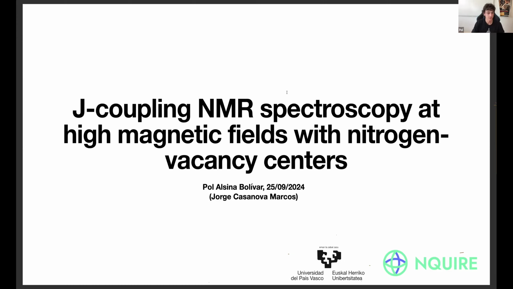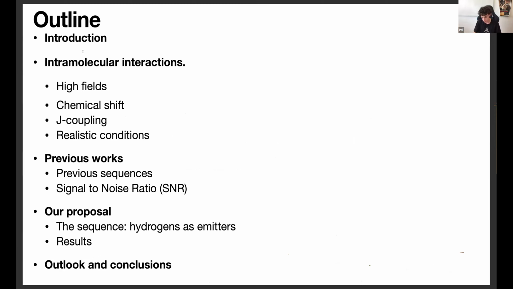So yeah, well, as usual, I'll start with a simple introduction just for you to know what's the state of the art of standard NMR and why we want to translate it to or use it in the field of nitrogen vacancy centers. Once I've done so, I will introduce the most interesting intramolecular interactions, which in the end is what it's the target in any NMR experiment. You want to detect those interactions to know something about your sample. And well, we will talk a little bit about realistic conditions in a real experiment, because that's the whole point of our works.